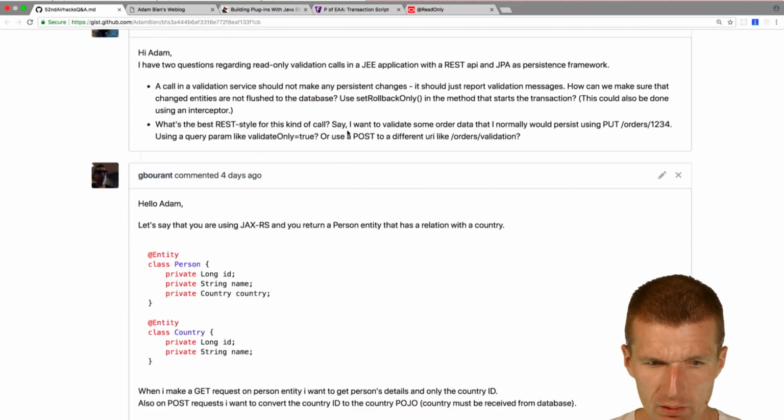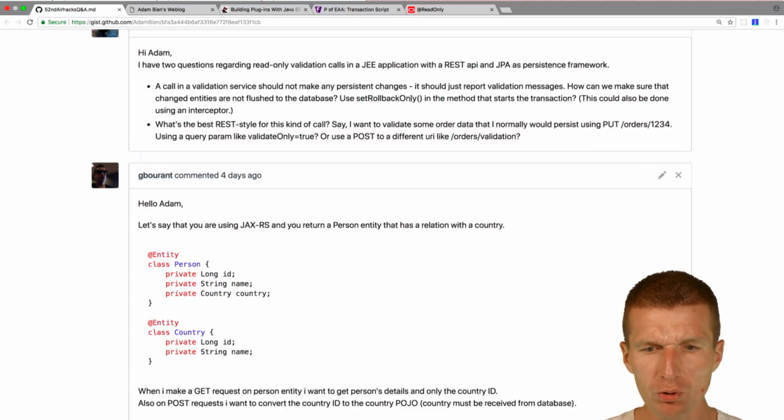Of course, what you could do is have entities which are immutable. This would be the best decision because immutable entities means, whatever you do, you cannot change them.